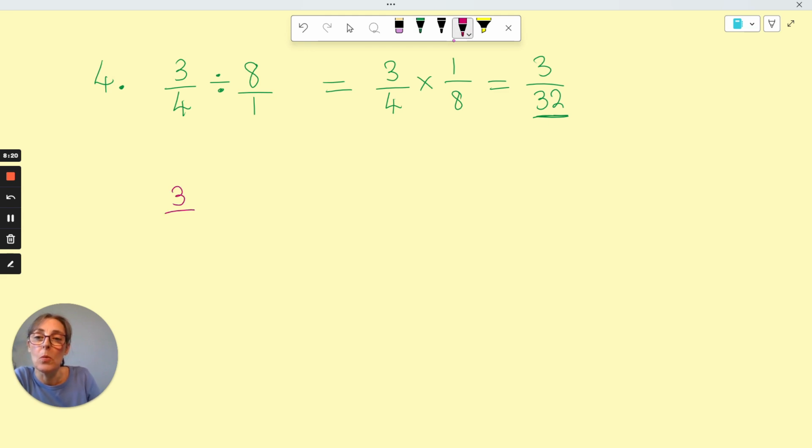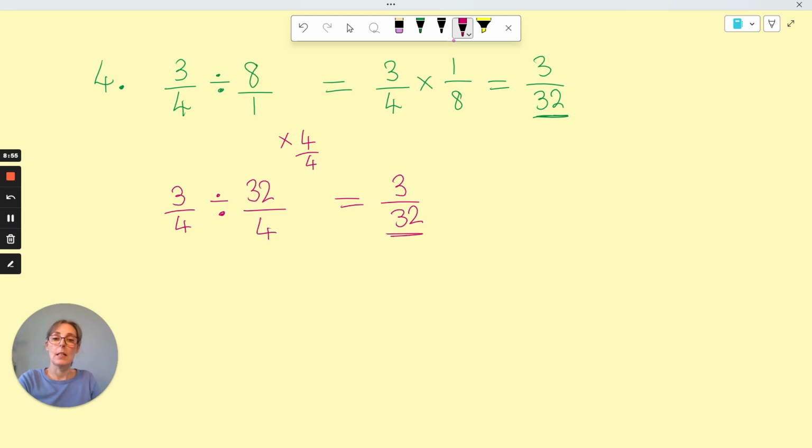So we're going to do 3/4 divided by, now what do we need? We need to have the denominators the same, so we're multiplying all of that by, because we need to get that 1 to be a 4. So we're going to multiply by 4/4. Because 4/4 is 1, but 4 8's are 32, and 4 times 1 is 4. Now we've got the denominators the same. That's the same as saying 3 divided by 32, which is exactly the same.